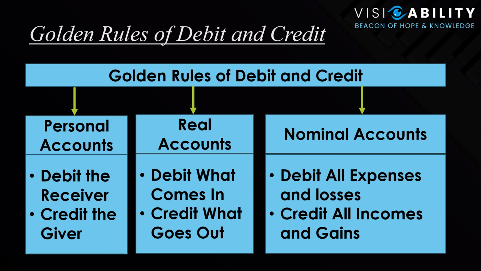Let's come to what exactly is a real account. A real account, as we have already seen, is something which is tangible or intangible, either way. But for our convenience, let's only remember the tangible ones so that it's easy for you to understand when it comes to rules. So if a thing is coming into your organization, it comes in, so it would be debited. And if a thing goes out, it would be credited.